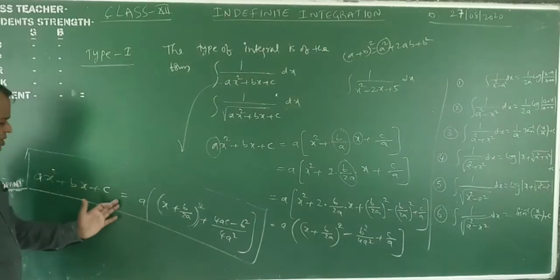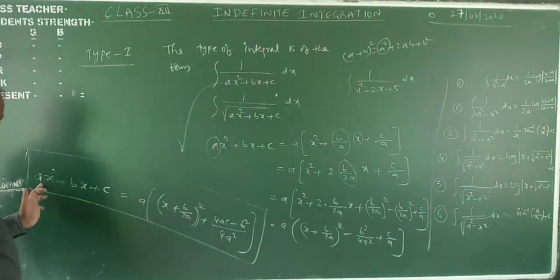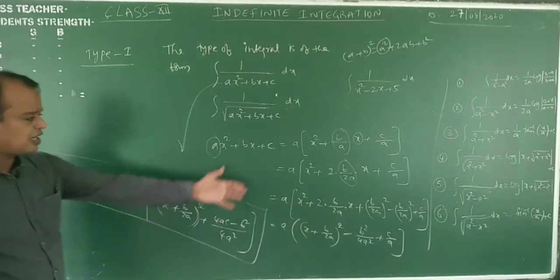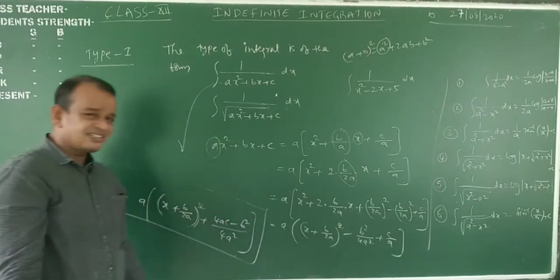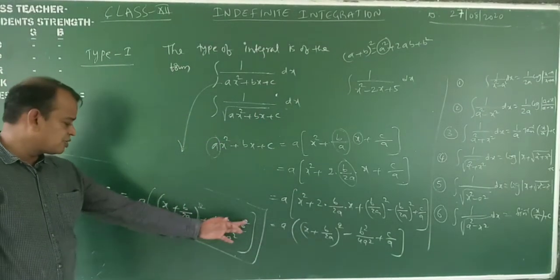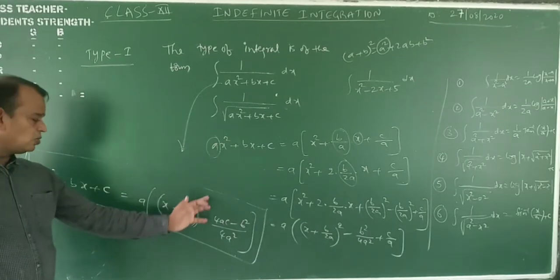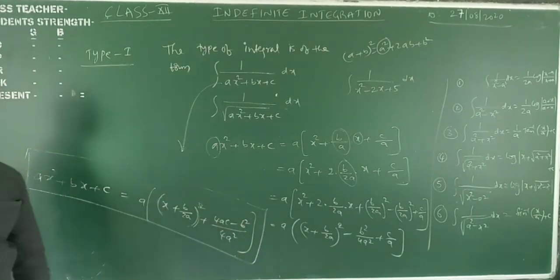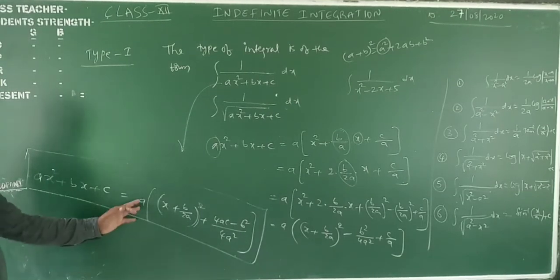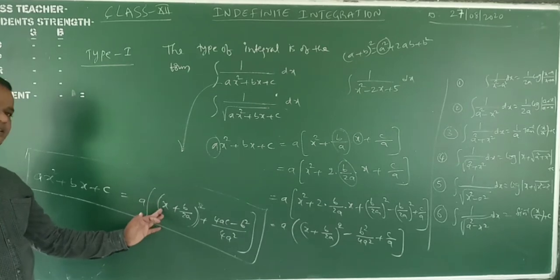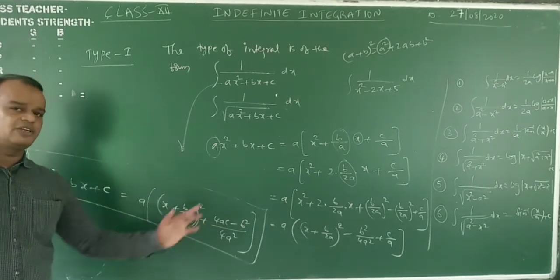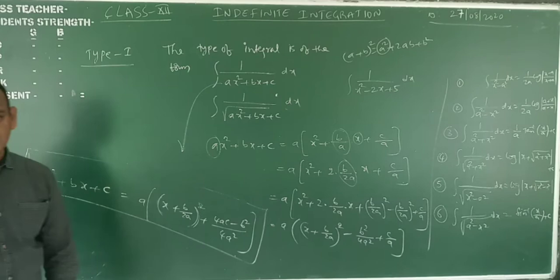Ax square plus bx plus c is equal to a into, first we write the a value, b value, c value, directly we substitute. Yes or no? Yes. Just remember ax square plus bx plus c is equal to a into (x plus b by 2a) whole square plus 4ac minus b square by 4a square. Suppose a negative is there, multiply with the negative, after that the calculation part. Okay, my dear students.